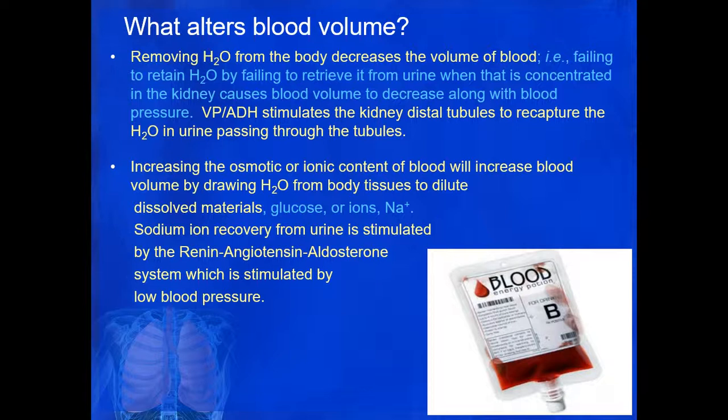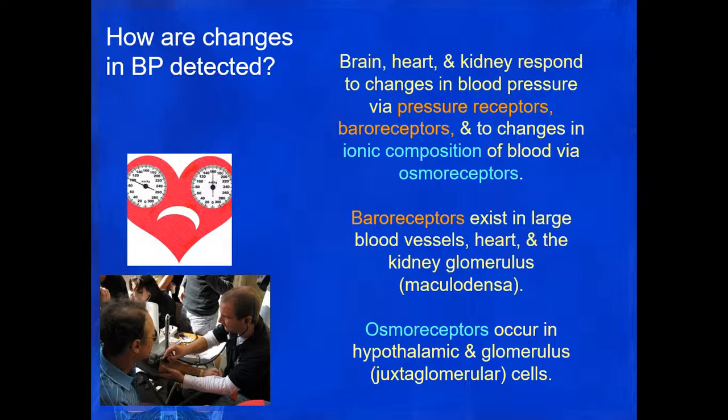Vasopressin, or ADH, stimulates the kidney distal tubules to recapture the water in urine passing through the tubules. Increasing the osmotic or ionic content of blood will increase blood volume by drawing water from body tissues to dilute dissolved materials, such as glucose or ions like sodium. Sodium ion recovery from urine is stimulated by the RAAS system, which is stimulated by lowering blood pressure.